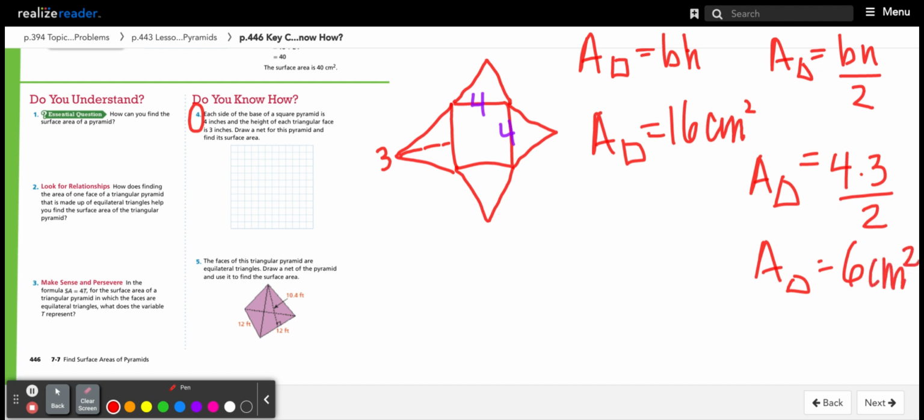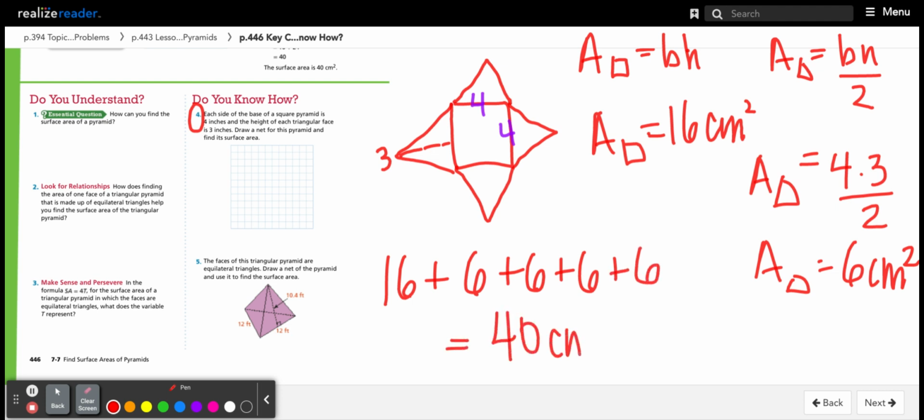So what is the total surface area for this pyramid? Well, I will have 16 plus, hey, we just did this one. 16 plus 6 plus 6 plus 6 plus 6. My answer is 40 centimeters squared. How funny, I didn't even realize this was the same problem that we just did. We will do more practice tomorrow.